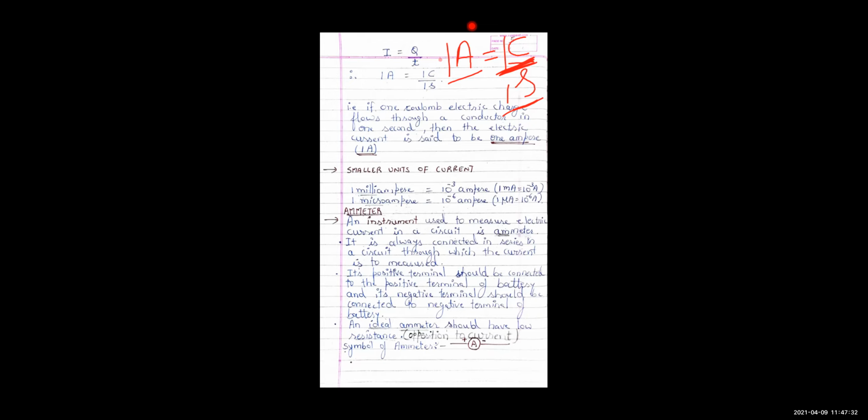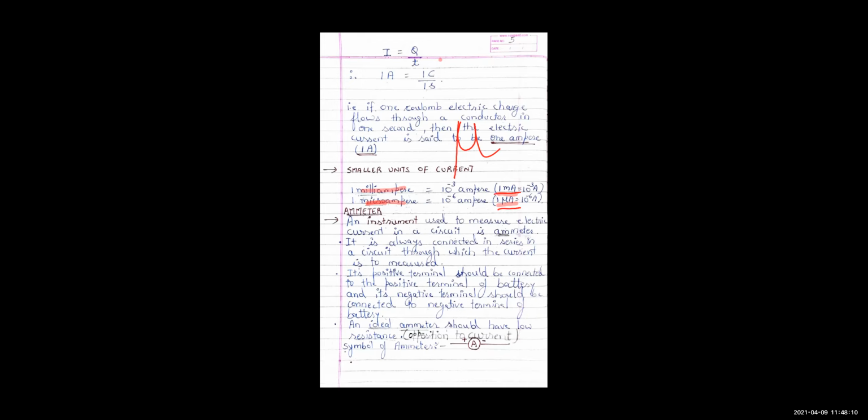See, there are smaller units of current also. The smaller units of electric current are milliampere and microampere. The symbol for milli is small m, and ampere symbol you know, capital A. For micro, the symbol is mu. How will you write this mu, beta? First you will write U, and after writing that you will put a line here. So this is the symbol for micro, and ampere symbol is A.